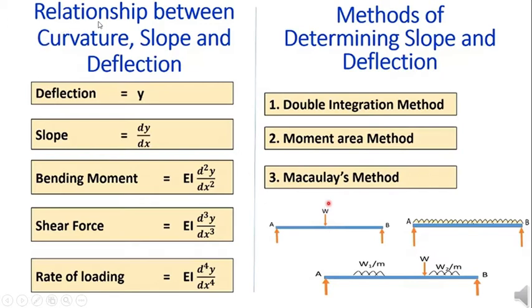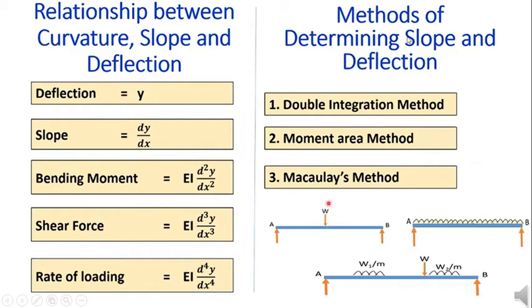Next, the relationship between curvature, slope and deflection. Deflection is equal to y, slope is equal to dy by dx, bending moment is equal to EI d square y by dx square, shear force is equal to EI d cube y divided by dx cube, and rate of loading is equal to EI d raised to 4 y divided by dx raised to 4. That is the integration. The bending moment will first be integrated and converted to slope. Again it will be integrated, that is double integration, and converted to the deflection. So there will be a double integration method.